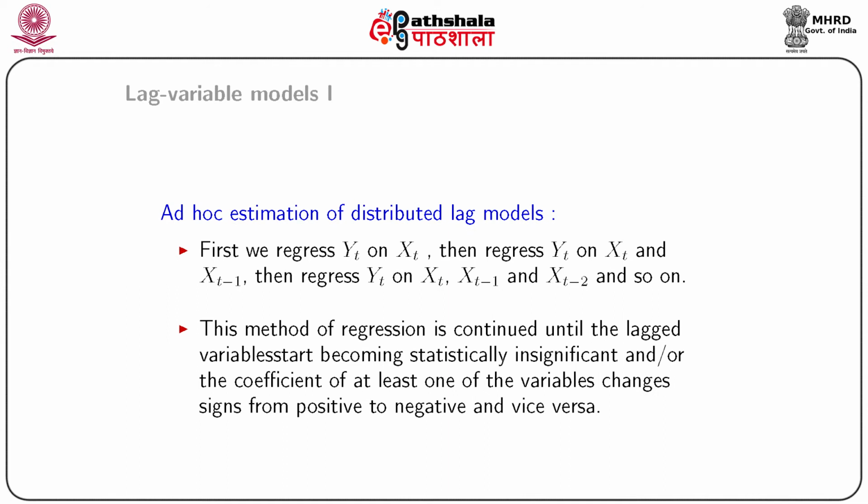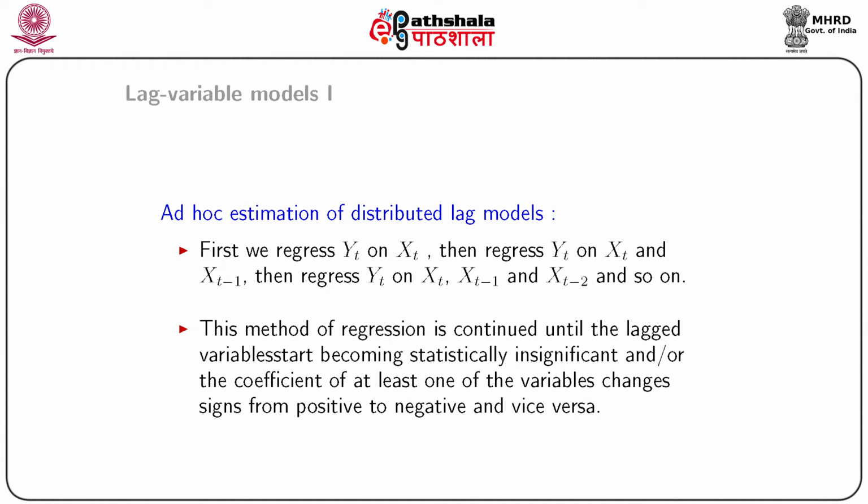So first we regress our yt, which is the dependent variable, on xt, which is the value of the independent variable at the current time point. We then regress yt on xt and xt minus 1, where xt minus 1 is the value of the independent variable with a lag of one time period. And we then regress yt on xt, xt minus 1 and xt minus 2. And we carry on the regression process sequentially, adding one more value of the independent variable at the next lag time period.